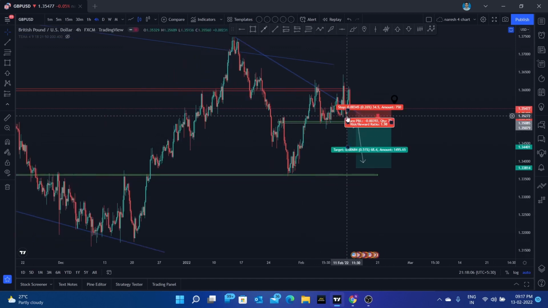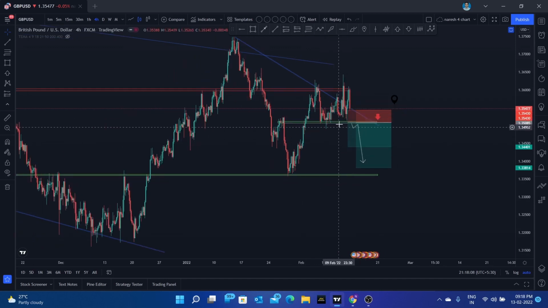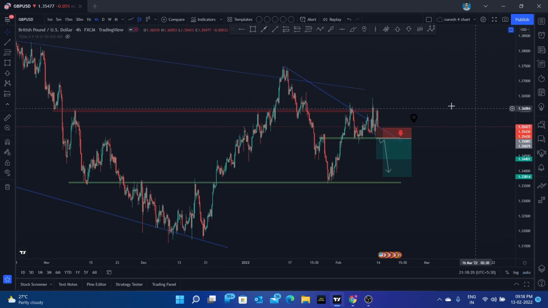So if it is making an engulfing candle and if it is breaking this support, you can go for short entry and take this as your first target, and this would be a second target, guys. So GBPUSD we are bearish, guys. So in this week, you can look for only short entries, and I have also given you levels.